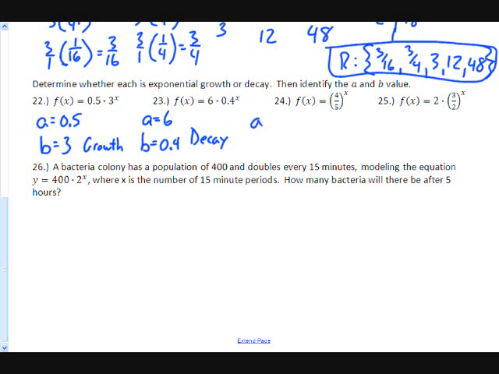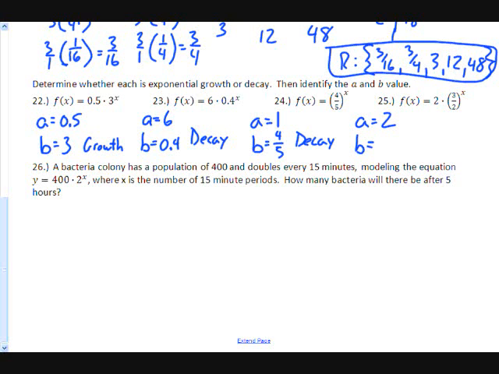The next one, the a value, well, I don't see anything written out front. The b value is the obvious one here. It's the 4/5. Since there's nothing written out front, it means there's a 1. I'm multiplying by a 1 because that doesn't change anything. So the a value is 1. The b value is 4/5. Once again, the b value is between 0 and 1. So it's decay.